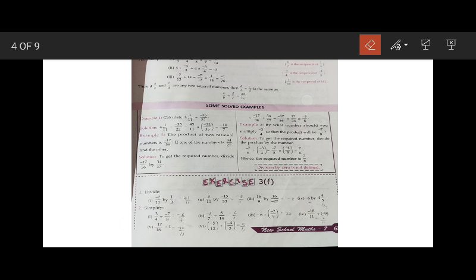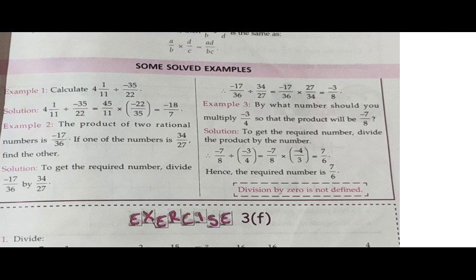Then example 2. The product of two rational numbers is minus 17 by 36. If one of the numbers is 34 by 27, find the other. The product of two numbers is minus 17 by 36. If one of the numbers is 34 by 27, what is the answer?